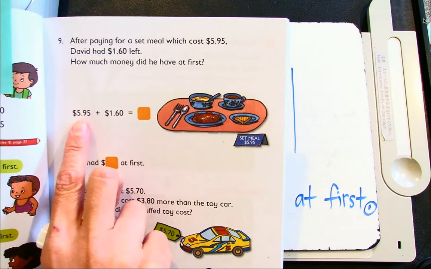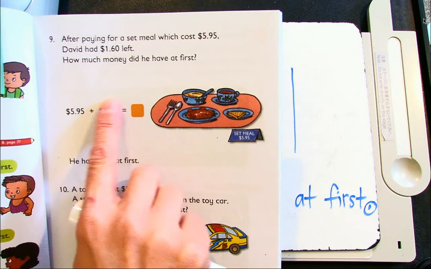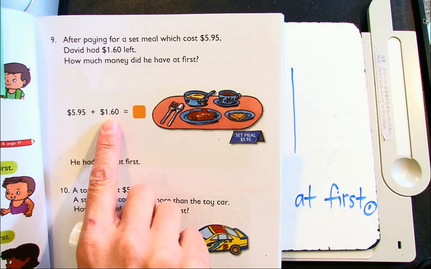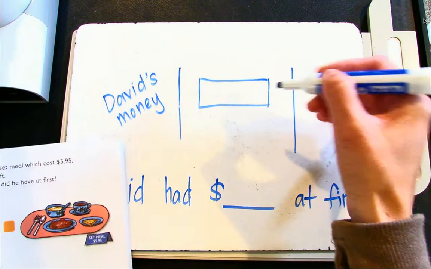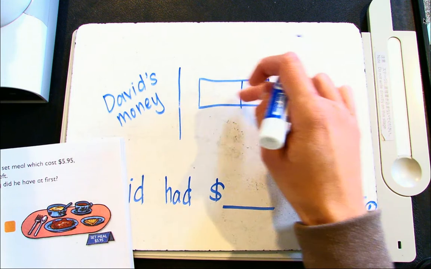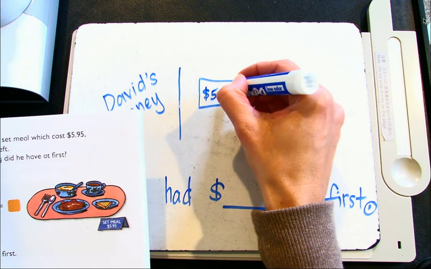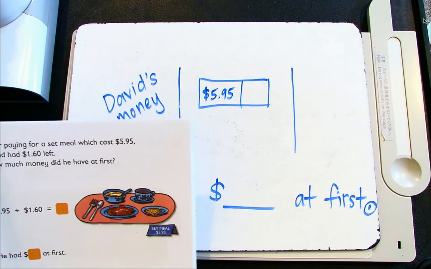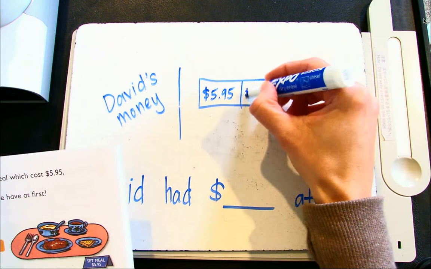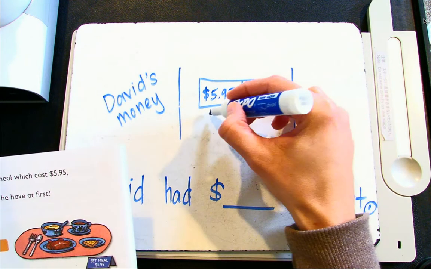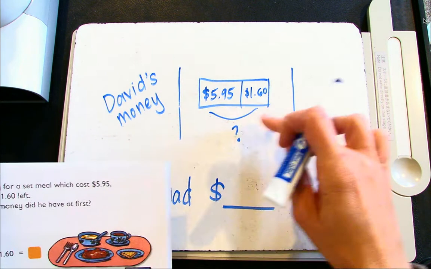We can think of these as the two parts. One of the parts is how much the dinner cost. And the other part is how much money he had left. And so we're trying to find out the whole number. So I'm going to go back here and I'm going to chunk my unit bar into two parts. And one part is how much the meal cost. So it cost $5.95. And then David had $1.60 left. So that's our other part. So I'm going to put that there. And then our question mark goes above or below the unit bar. So what we're trying to find out is the whole number.